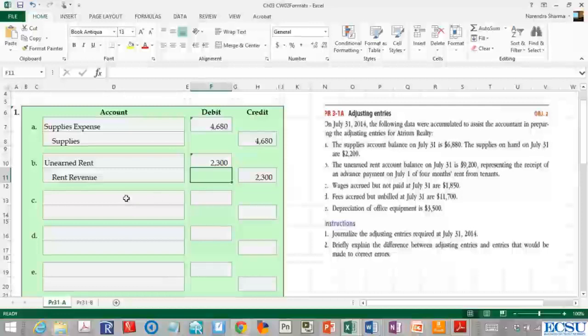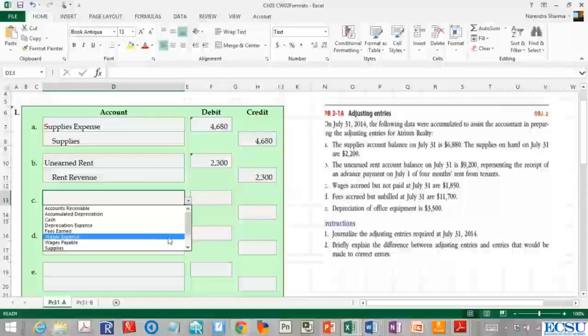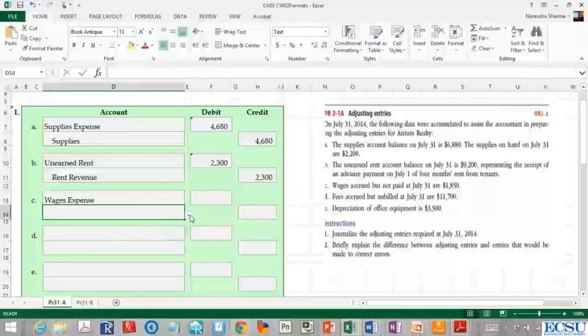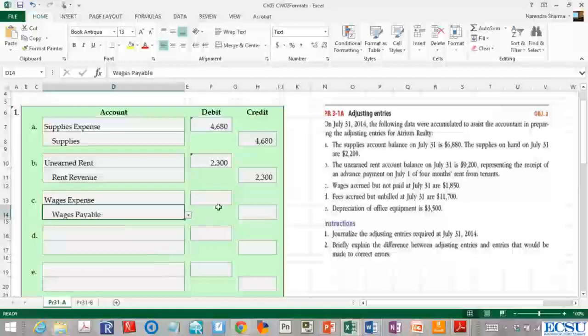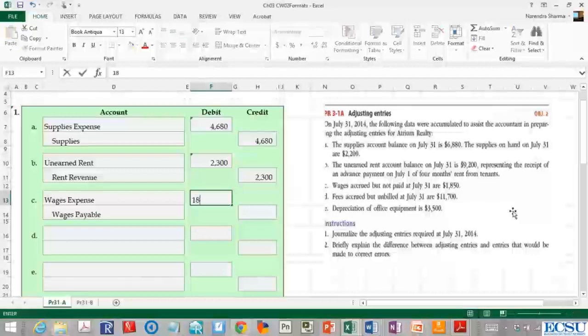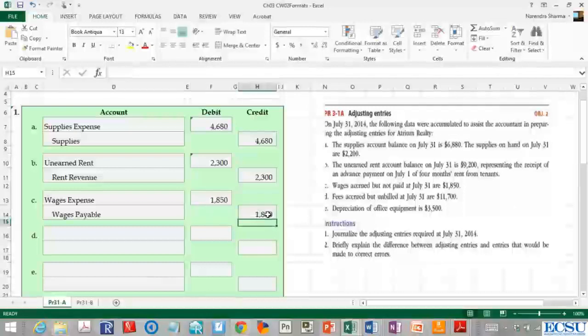Next is wages has been accrued. So wages accrued is of course wages expense. So let's see wages expense, and accrued means you have not paid it, as I have been saying to you. So wages payable would be credited. The amount is going to be 1,850. So that will be 1,850 and 1,850.